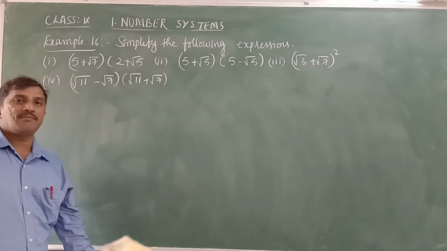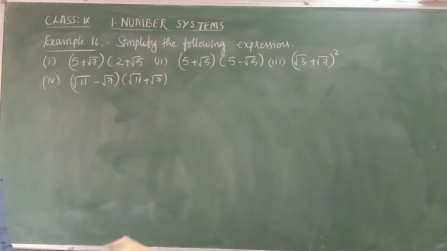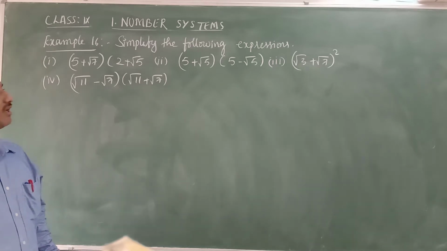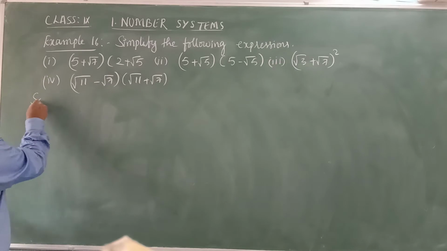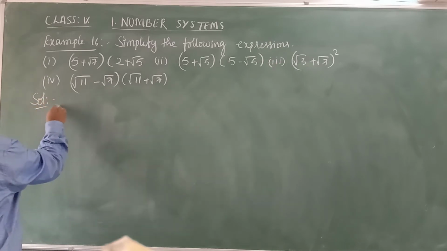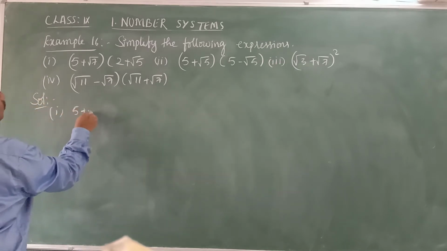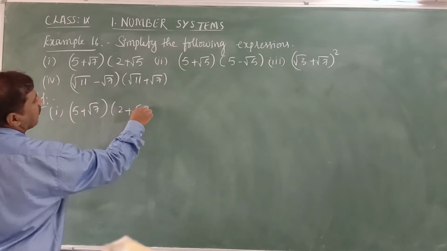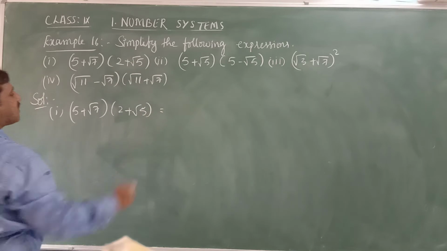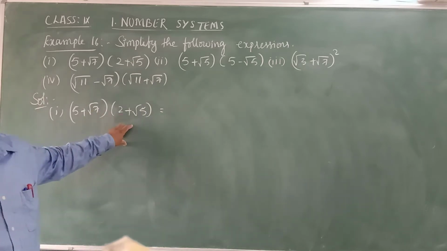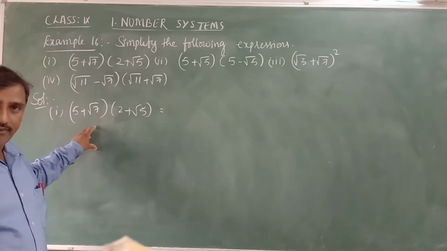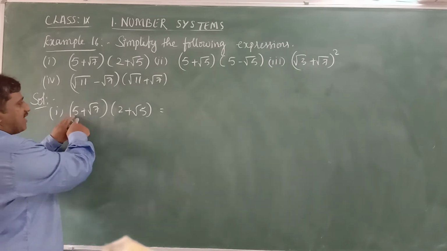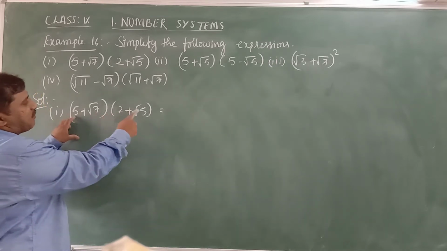Now, example number 16. Simplify the following expressions. Under that, the first one, first question: 5 plus root 7 into 2 plus root 5. We can apply the identities. 5 is multiplied with 2, 5 is multiplied by root 5.